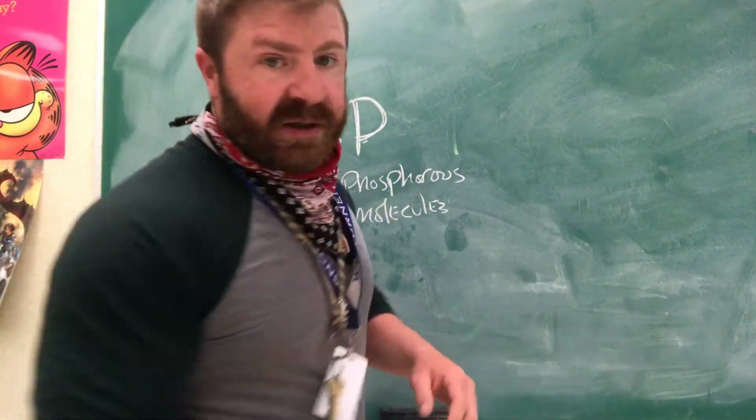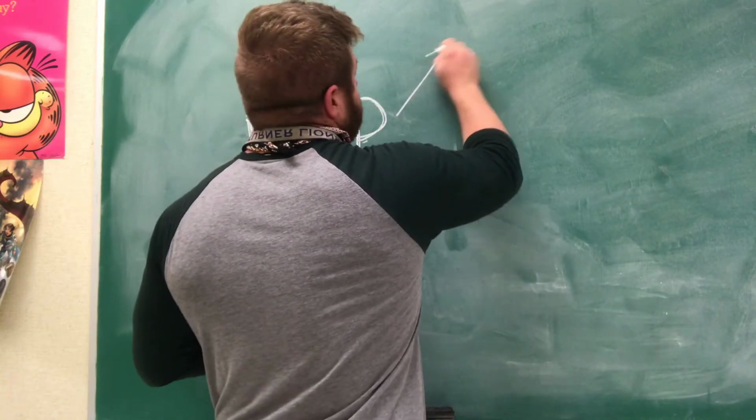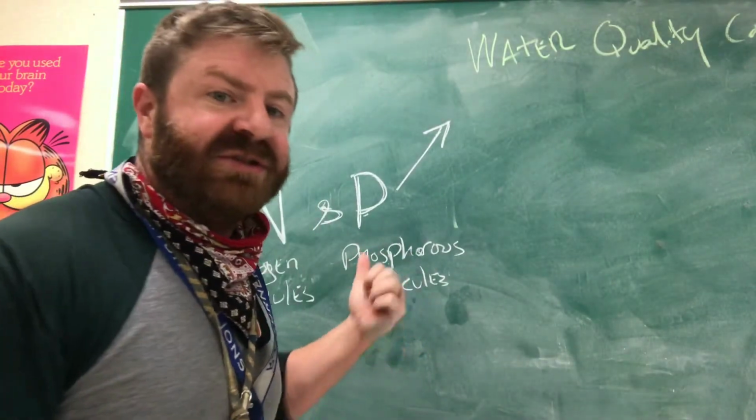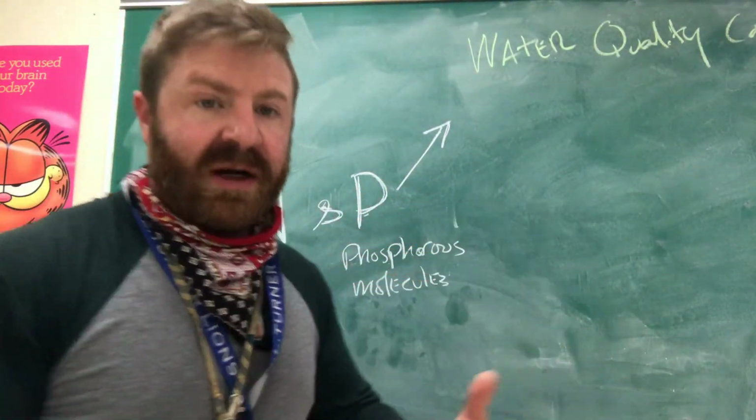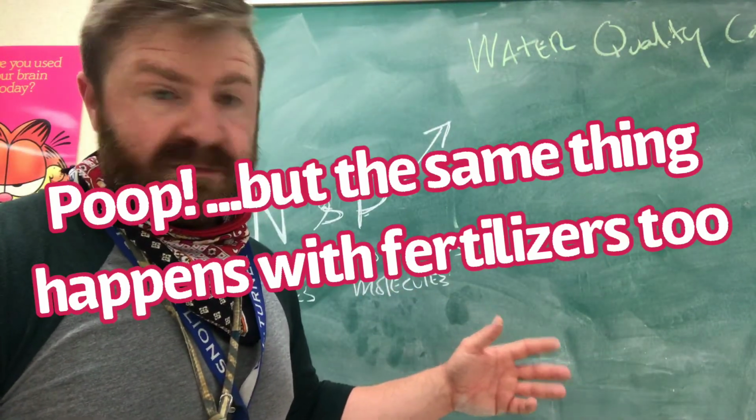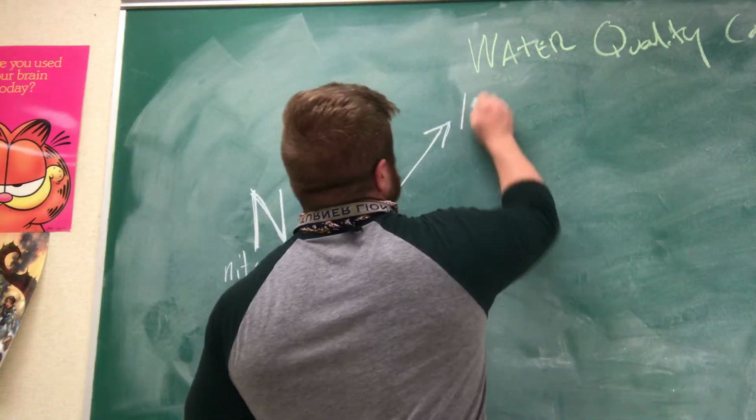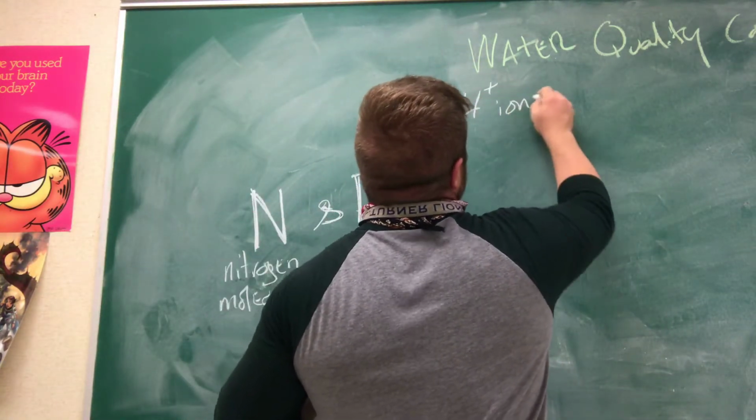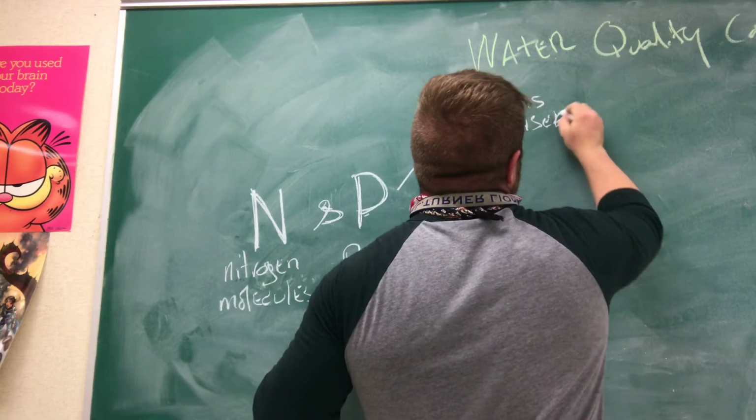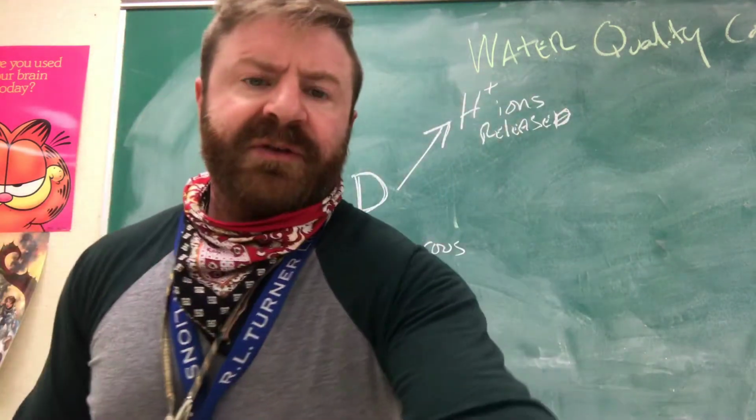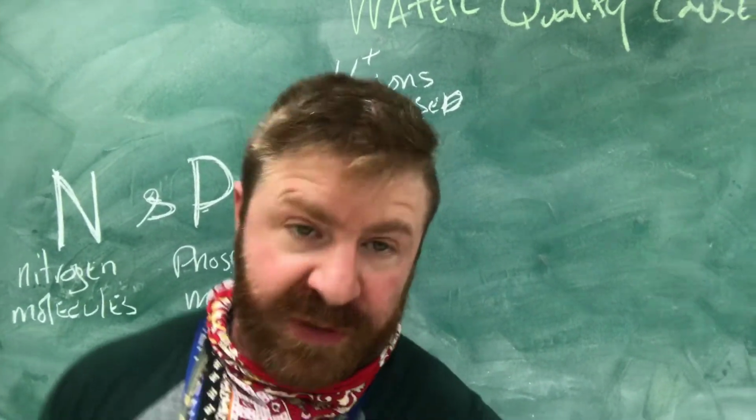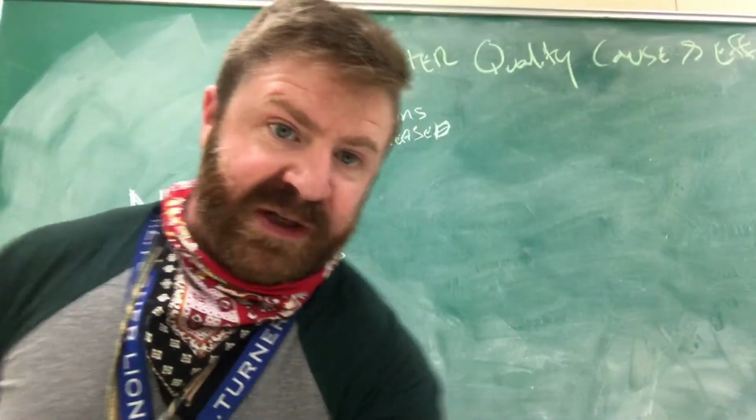So one of the immediate effects is H plus ions released, particularly if we're talking about this nitrogen and phosphorus coming from poop, from feces, or however you want to say that word, manure, whatever. All those words mean poop. Okay, now, as you probably remember from chemistry, every time we have H plus ions in solution, that's an acid, okay? So pH is dropping, becoming more acidic.